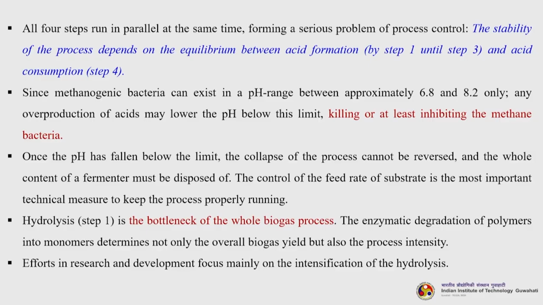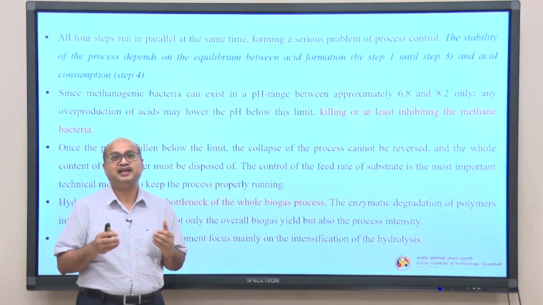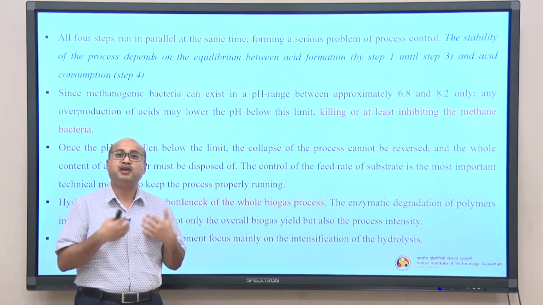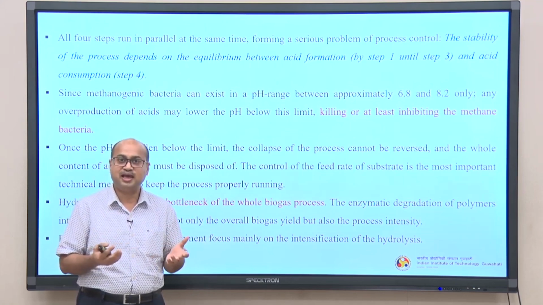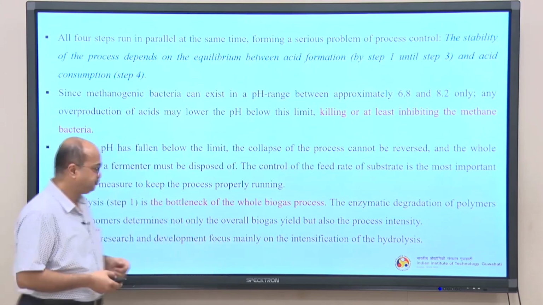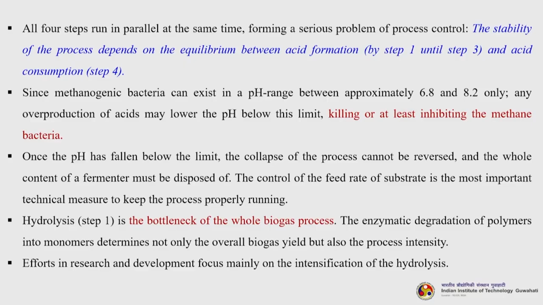Hydrolysis, that is step 1, is the bottleneck of the entire biogas production process. Now, the enzymatic degradation of polymers into monomers determines not only the overall biogas yield, but also the process intensity. Having said that, the reason it is the bottleneck is that hydrolysis is the step where the polymers are getting degraded into monomers. So, the more efficiently the polymers are degraded into monomers, the more methane will be produced. It is as simple as that. Okay. More monomers, so more methane. Efforts in research and development focus mainly on the intensification of this particular hydrolysis step.